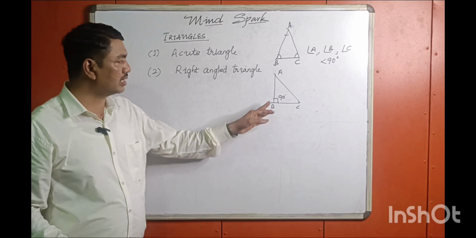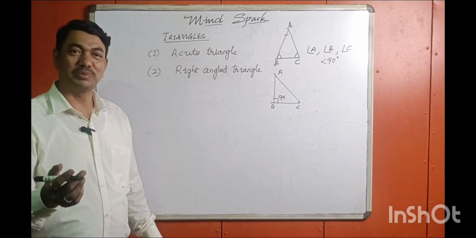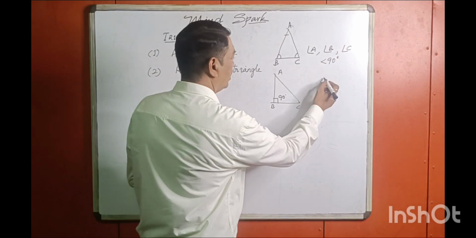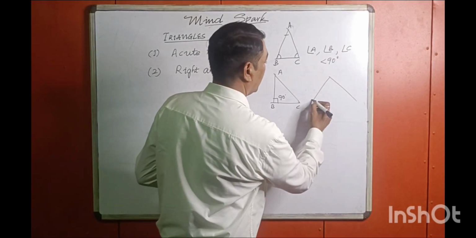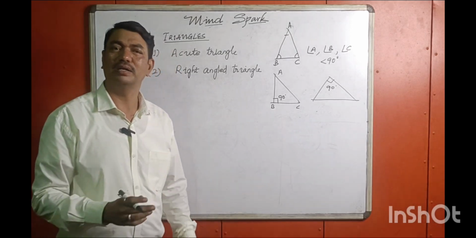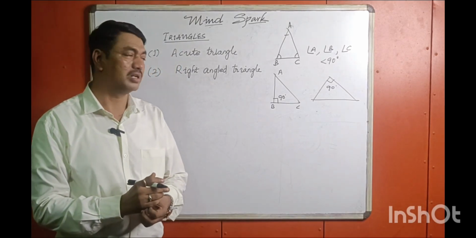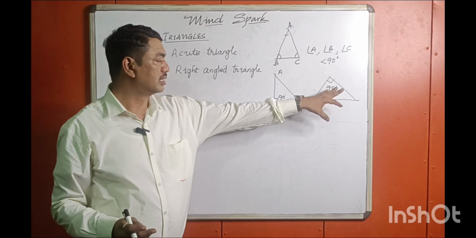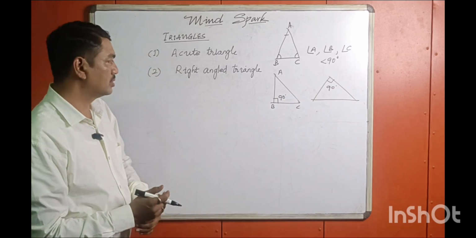It is not necessary that it should be in this shape. In some question papers, the children get confused. The triangle can be like this also, and the angle can be anywhere here also. Please keep this in mind so that you will not get confused. It is not always in this shape, the shape can change. Okay, so this is a right angle triangle.